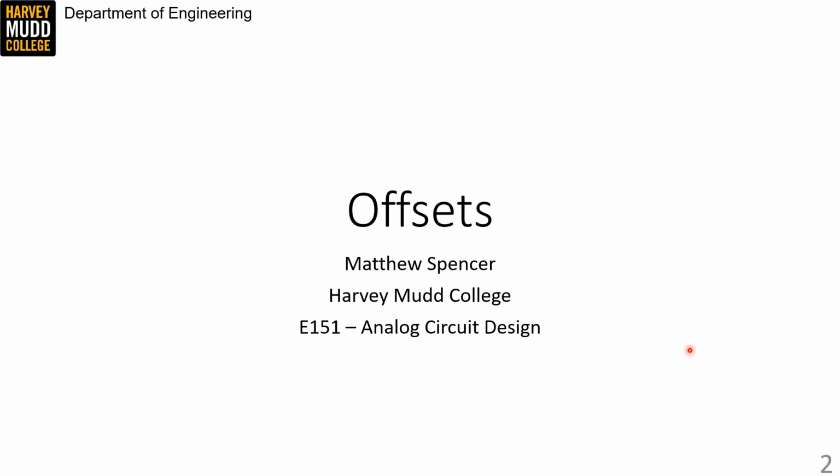In this video we're going to talk about offsets, which are unbalanced currents or voltages in our amplifiers that are caused by asymmetries between two differential halves of the differential amplifier circuit.